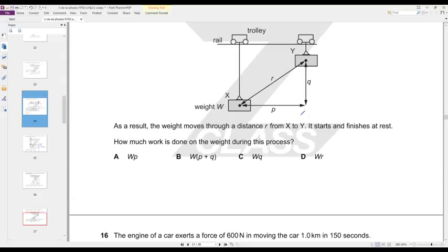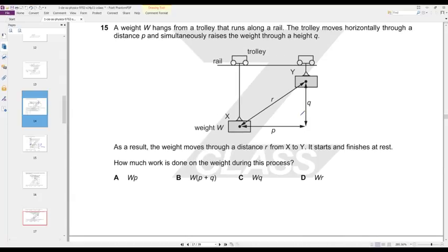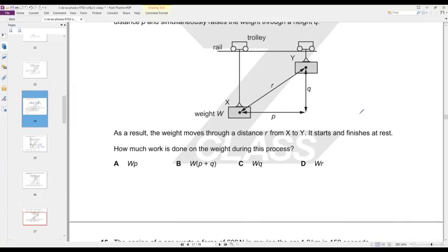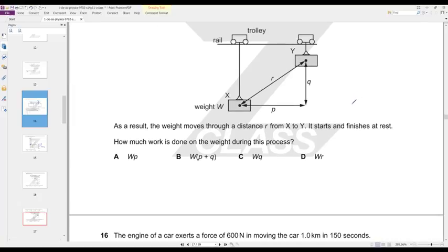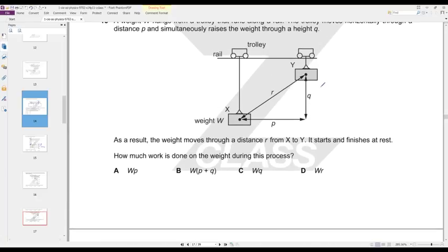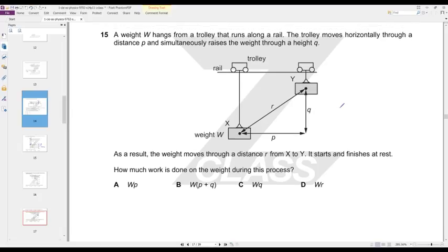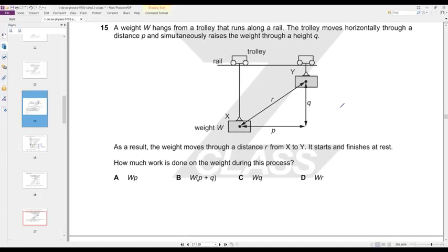Interesting. Okay, that's an oddly contrived question, but there we go. So, the weight moves through the distance r from x to y. It starts and finishes at rest. How much work is done on the weight during this process? So, this is an interesting question. The actual answer that they are looking for is, or should be, WQ.